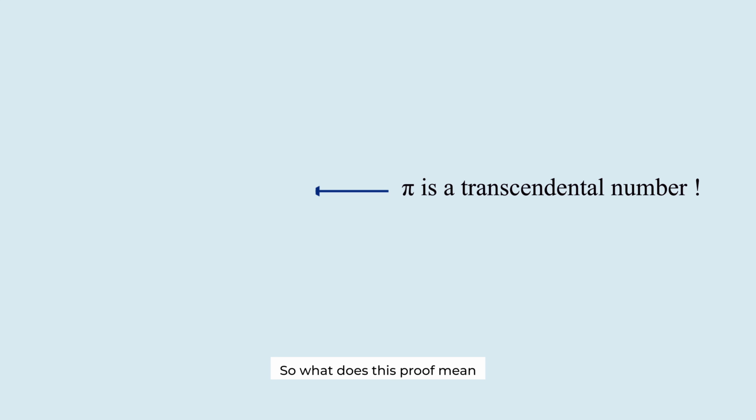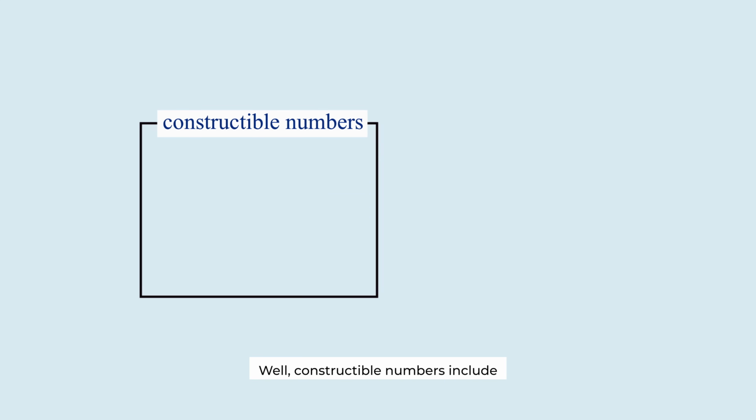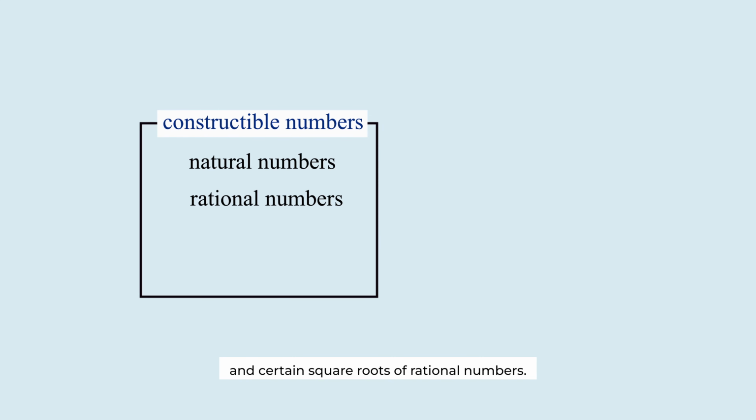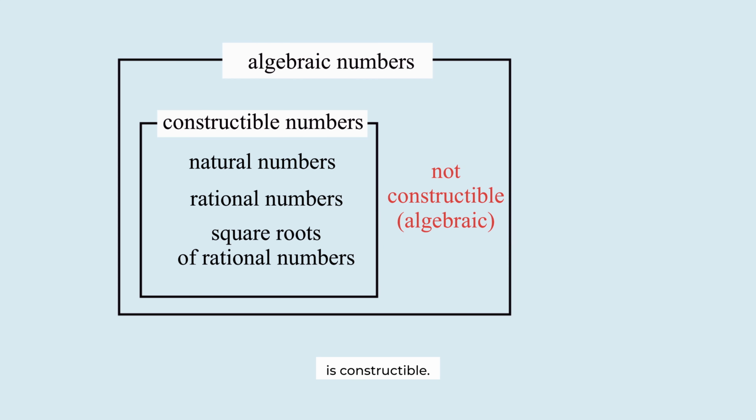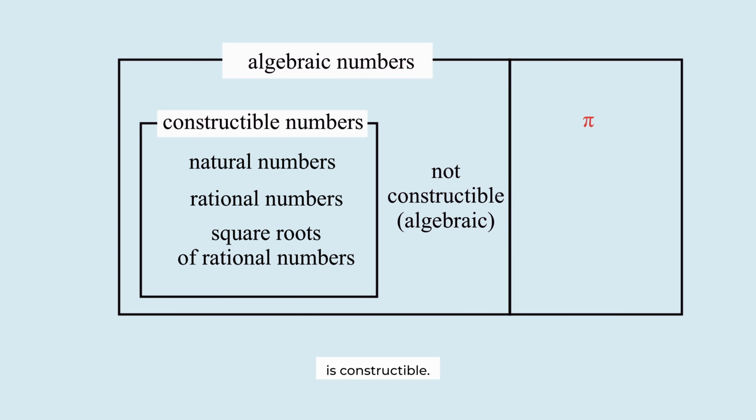So, what does this proof mean for squaring a circle? Well, constructible numbers include natural numbers, rational numbers, and certain square roots of rational numbers. All of these belong to the category of algebraic numbers. Every constructible number is algebraic, but not every algebraic number is constructible. So, when pi was proven to be transcendental in 1882, it gave us the final answer to the problem.